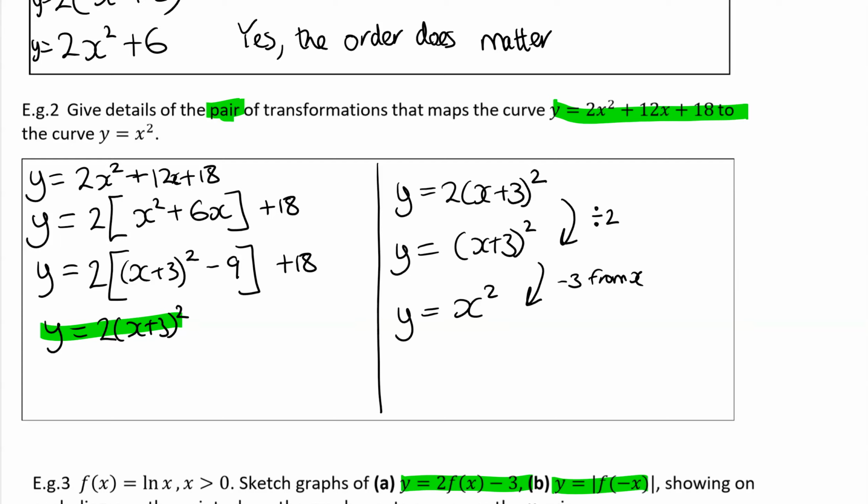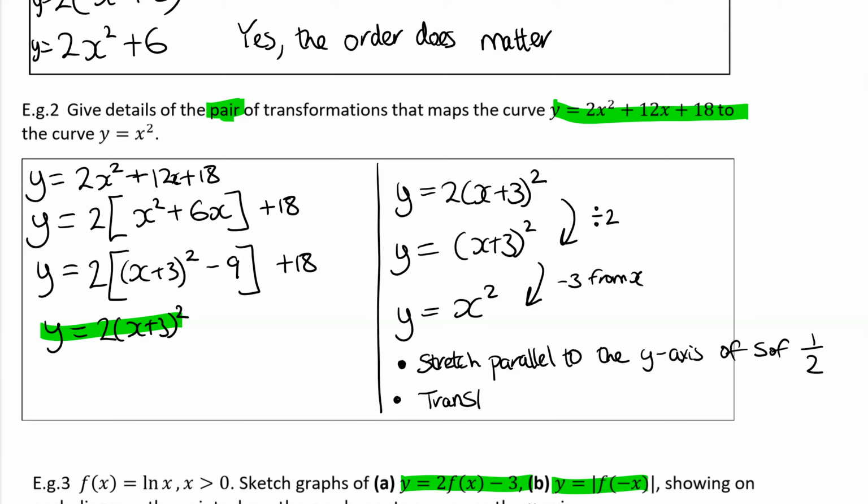But we need to think about this going the other way. Sorry, we are going from that top to the end there. So going through those steps, the first step, we divided by 2. So this is a stretch parallel to the y-axis of scale factor 1/2. And then secondly, you've got a translation.